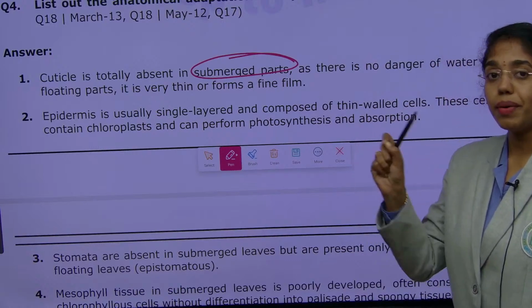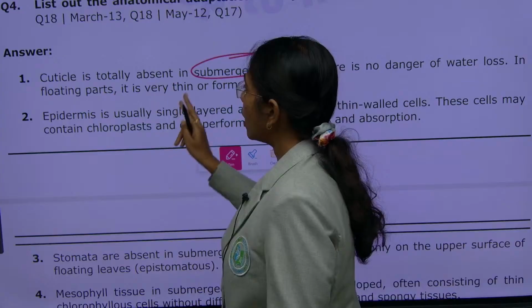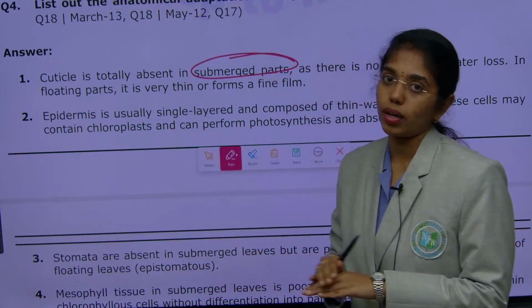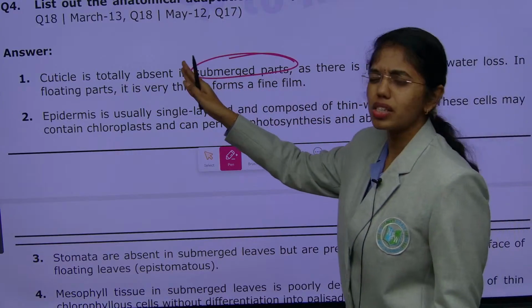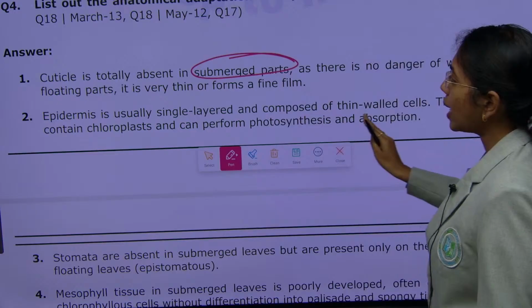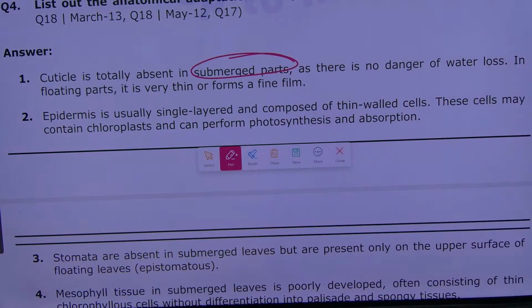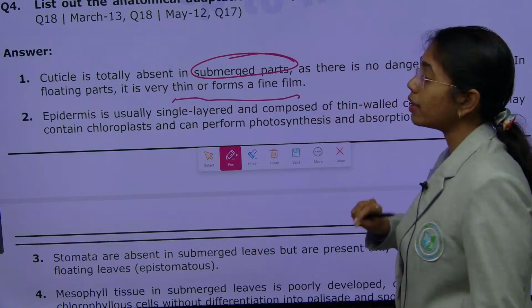So cells will be very thin walled, aerenchymatous cells only are present. There is no cuticle coating over the cells. Fine, right? Above the epidermis there is no cuticle coating. This is the first and foremost point where you can easily remember. Cuticle is totally absent in submerged parts as there is no danger of water loss. In floating parts, it is very thin or forms a fine film.